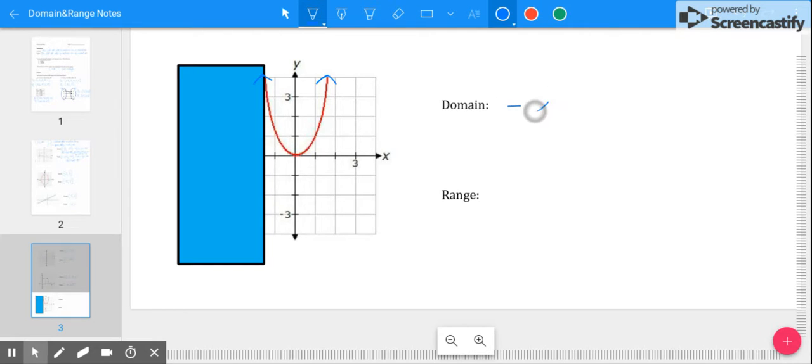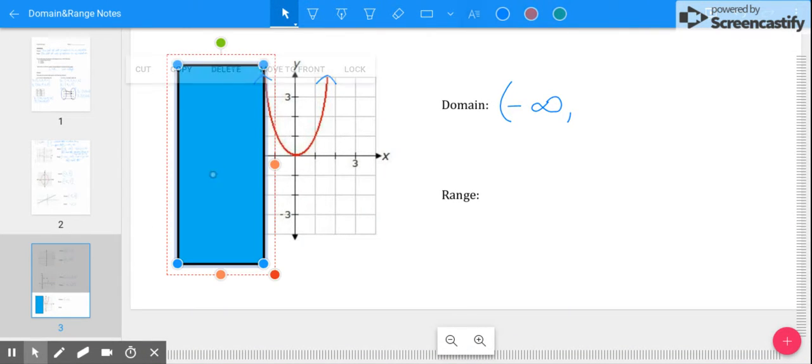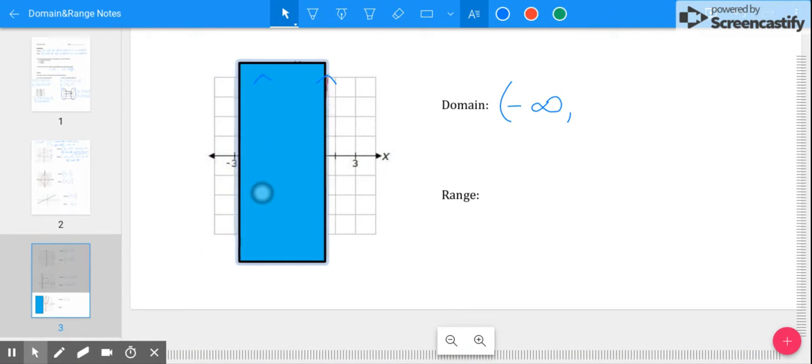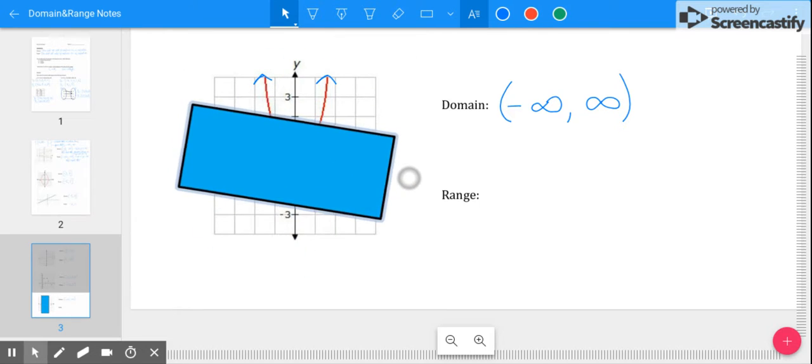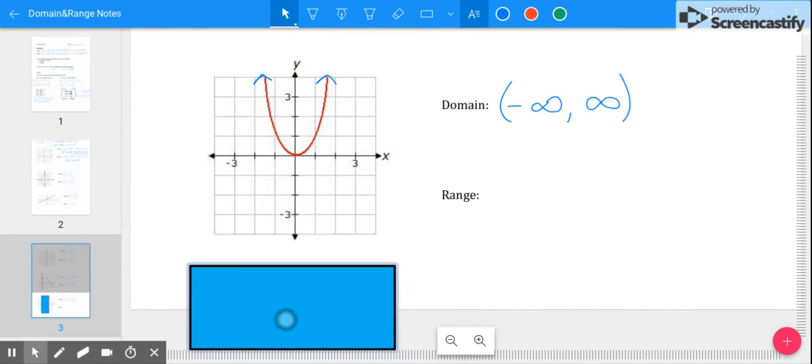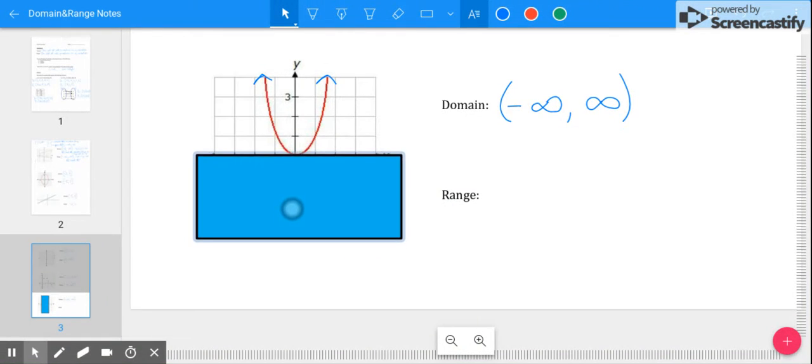So it's going to be negative infinity. We know that's a parenthesis. And if I move the index card across, the last thing I hit is that mirrored arrow, so positive infinity with parentheses.